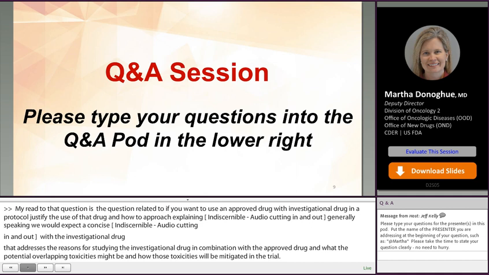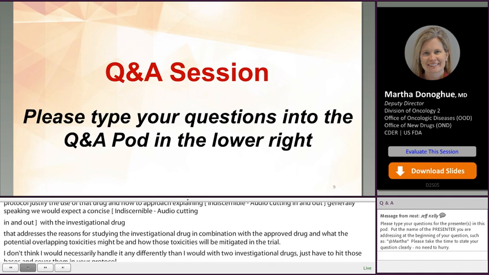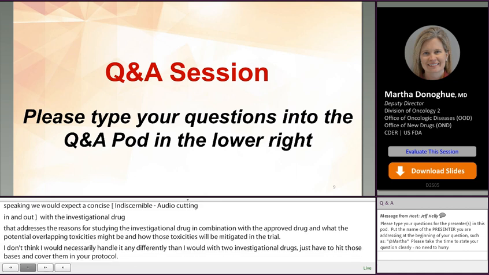In terms of regulating off-label use outside of a clinical trial, we don't dictate practice of medicine, so we're very aware that drugs can be used off-label in the post-market setting, for clinical purposes, patient treatment purposes.